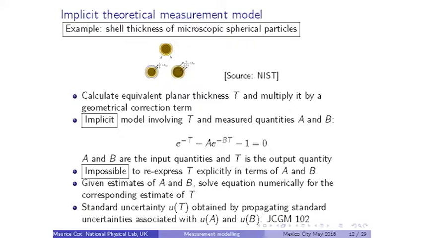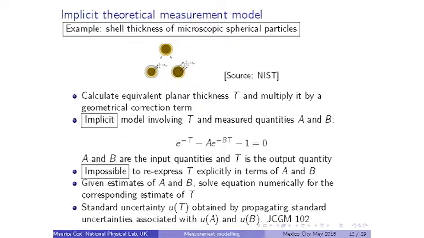This is one project that I worked upon, the shell thickness of microscopic spherical particles. In this case, we want to calculate an equivalent planar thickness T and multiply it by a geometrical correction term. The details don't matter too much, but the important point is the equation in the middle of the screen there is an implicit model involving T, the measurand, and two input quantities A and B. It's impossible to express T explicitly in terms of A and B. But given any values for A and B, we can solve that equation for the corresponding value of T. So it's an implicit model, and it has to be handled slightly differently from the handling of an explicit model.